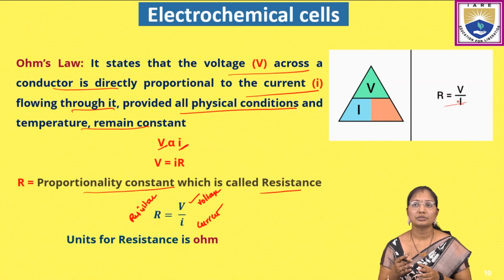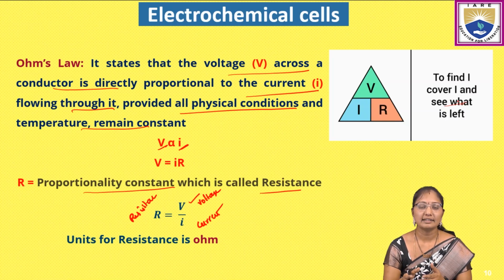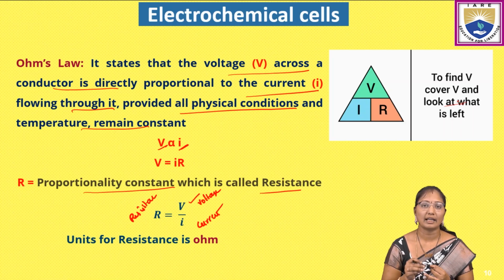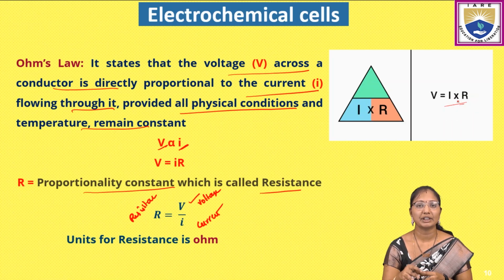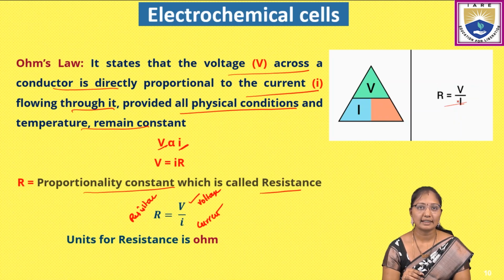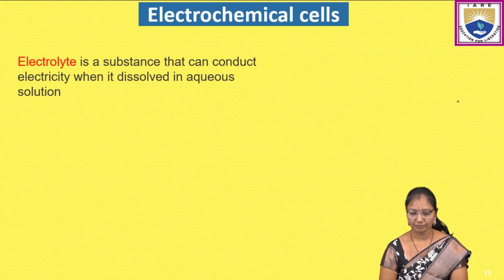To find R, this is a relation; we can calculate based on the R or I value or the voltage value. The unit for this electrical resistance is ohms.